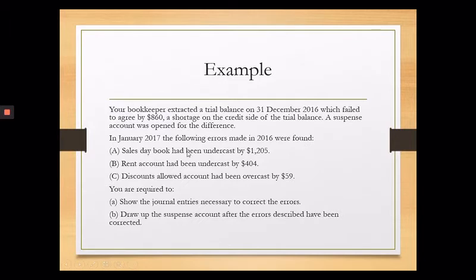A, sales daybook had been undercast by $1,205. B, rent account had been undercast by $404. C, discounts allowed account had been overcast by $59. You are required to A, show the journal entries necessary to correct the errors, and then B, draw up the suspense account after the errors described have been corrected. So now let us work out this example. We'll start by showing the journal entries to correct the errors.